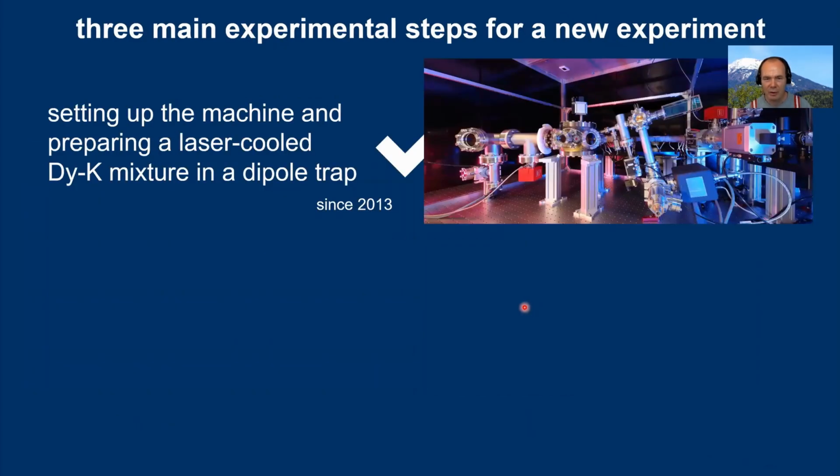Just a few words. We started an experiment on dysprosium potassium back in 2013 with a completely empty lab. This is a photo of the vacuum machine in, I think, early 2017. Vacuum apparatus, main trapping apparatus, reservoir potassium, the dysprosium Zeeman slower. Now it's surrounded by a lot of optics. And this is done, the machine is running.